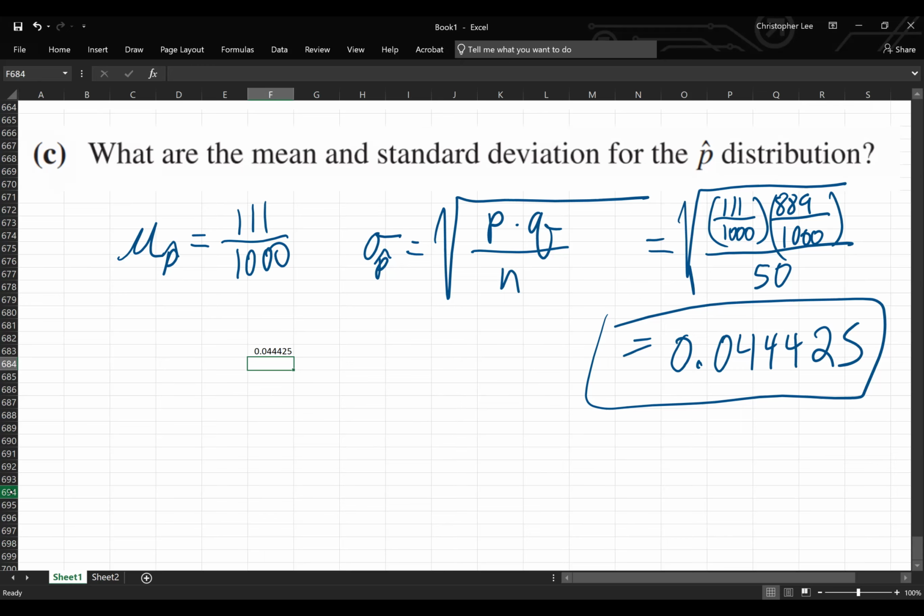So do it in steps. Open parentheses and then open parentheses, 111 divided by 1000, close parentheses, times parentheses, 889 divided by 1000, close parentheses, then close parentheses one more time. So that's the numerator, divide by 50, close parentheses.